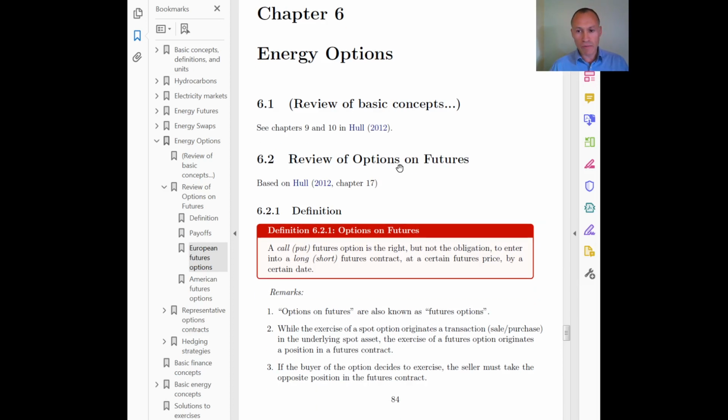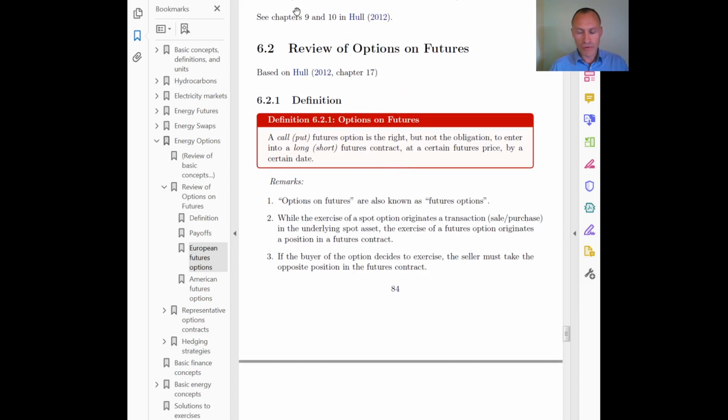Okay, so what I'm going to do is review what are options on futures. So the options that we typically use in the energy market are not the most straightforward options, because it's a slightly more complicated version of an option, which is an option on another derivative. So instead of being an option directly on an underlying basic security, it's an option on a future. So the definition is here.